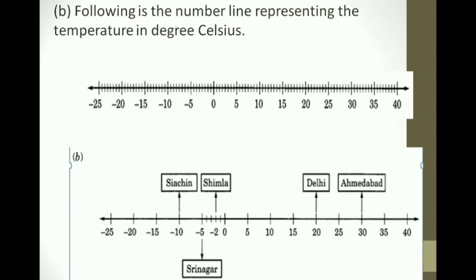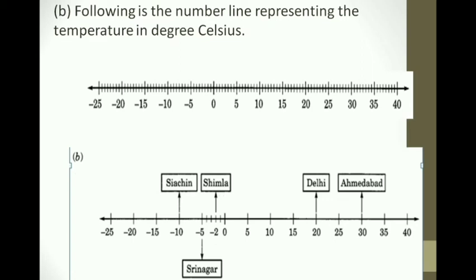So we will draw here only 4 vertical lines, and which will be the second? It will show Shimla for the negative 2 degree Celsius. Negative 5 degree Celsius is for Srinagar, 20 degree Celsius is for Delhi, and Ahmedabad is for 30 degree Celsius. So like this, these numbers are placed on the number line representing the temperature in degree Celsius.